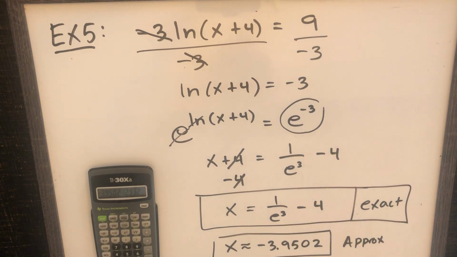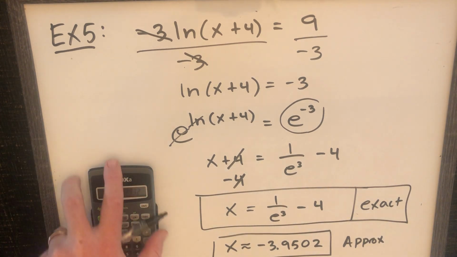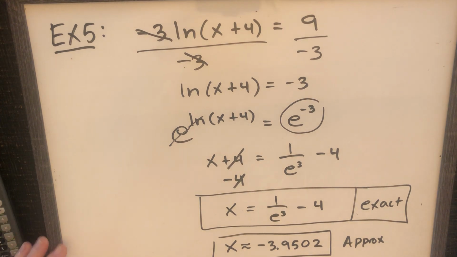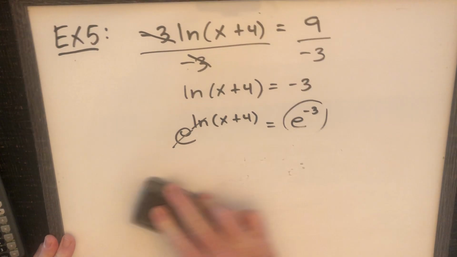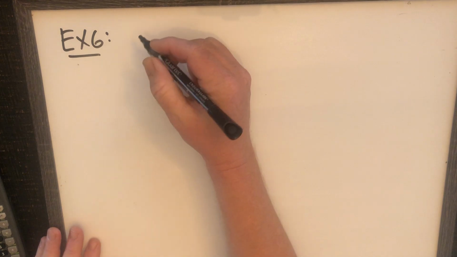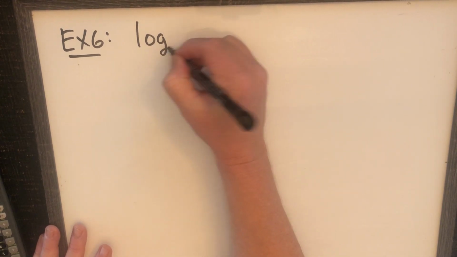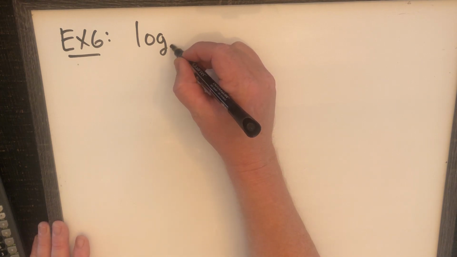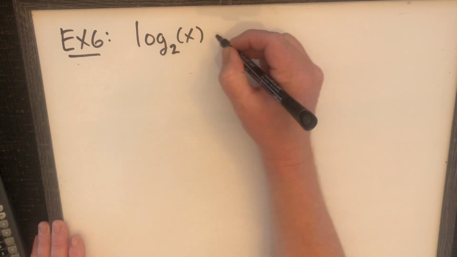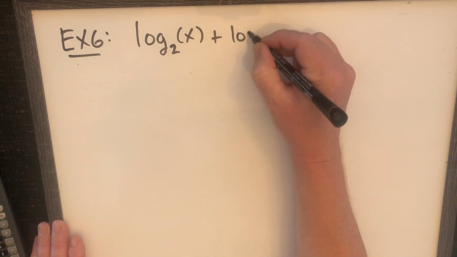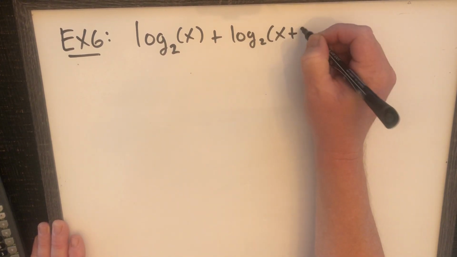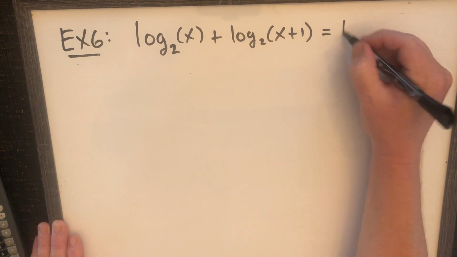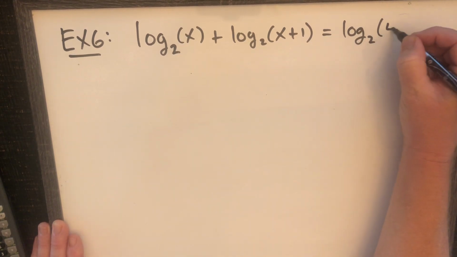All right, next example. Example 6. Log base 2 of x plus log base 2 of x plus 1 is equal to log base 2 of 4.